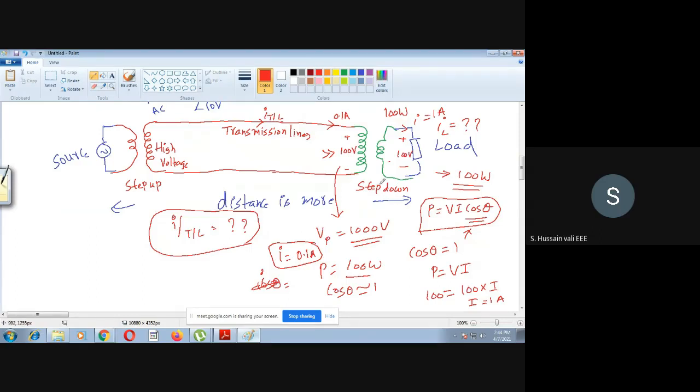Secondary side current is 1 ampere, whereas the primary side current is only 0.1 ampere. Why is the primary side current only 0.1 ampere? Because primary side voltage is 1000 volts. It is much more than the 100 volts we have taken, and approximately I have taken it as 1000 volts. So the primary voltage is more than the secondary voltage. As the voltage is more, the current is less.